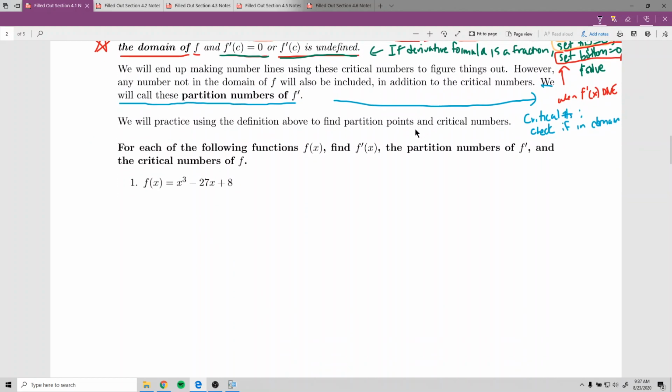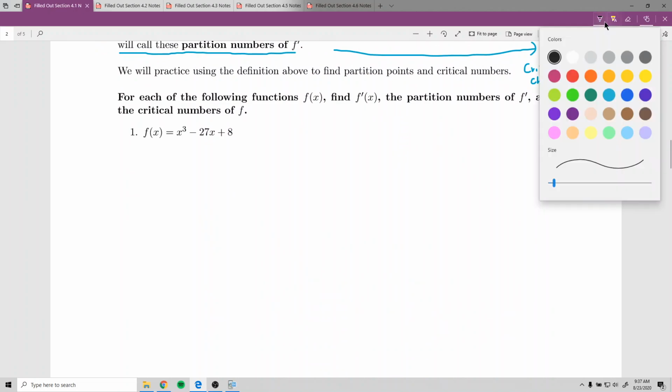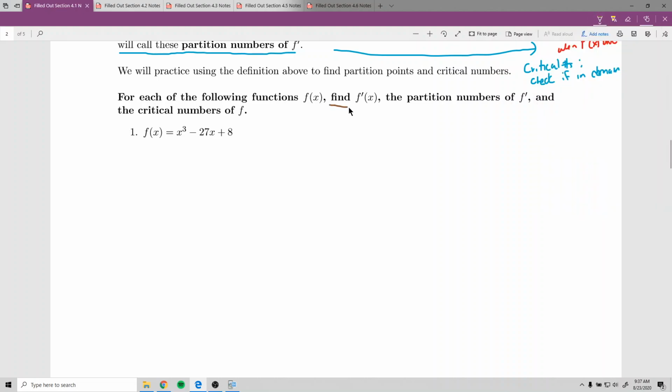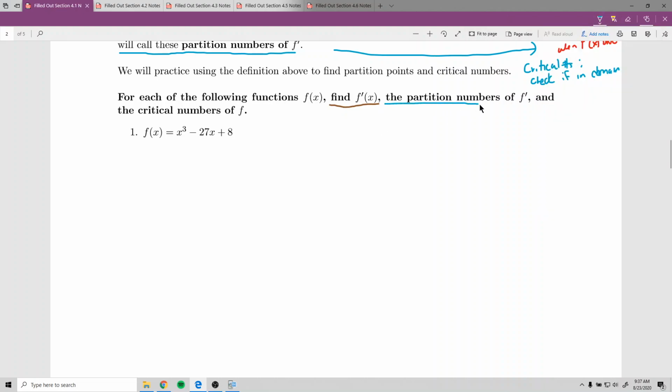All right, so it says for each of the following functions, f of x, find the derivative, the partition numbers, and the critical numbers of f. This kind of guides you along the process. You have to find the derivative in order to find the partition numbers, and you have to find the partition numbers to find the critical numbers.